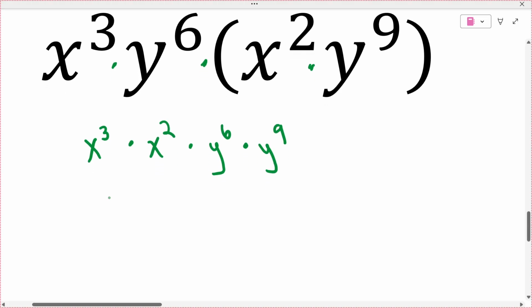And then now you can combine them. So x^3 times x^2, again, you are adding the exponents. Don't accidentally multiply them. 3 plus 2 is 5. y^6 times y^9, add the exponents, y^15. So this is x^15. No, I said that wrong. This is x to the power 5, y to the power 15. Good.